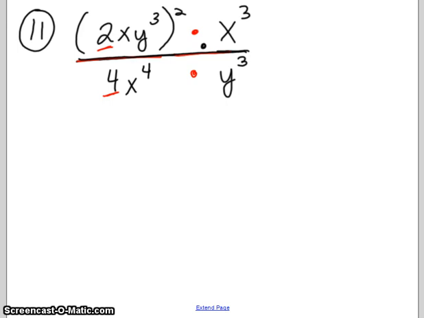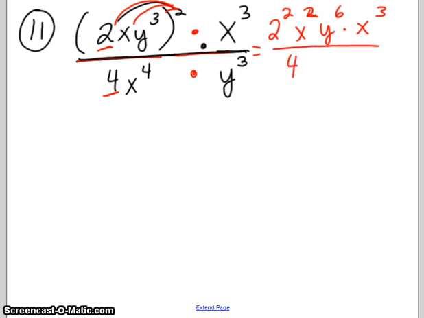Because everything's multiplication. Alright, and that's what I'm doing here. The first thing you want to do is get rid of this exponent. So what we're going to do is distribute this power, because we have a power to a power. So we have 2 to the 2nd, x to the 2nd, and then y to the 3rd times 2 is y to the 6th. And then we have an x to the 3rd times x to the 3rd. And down here we have 4x to the 4th times y to the 3rd. All I did was kind of condense this.